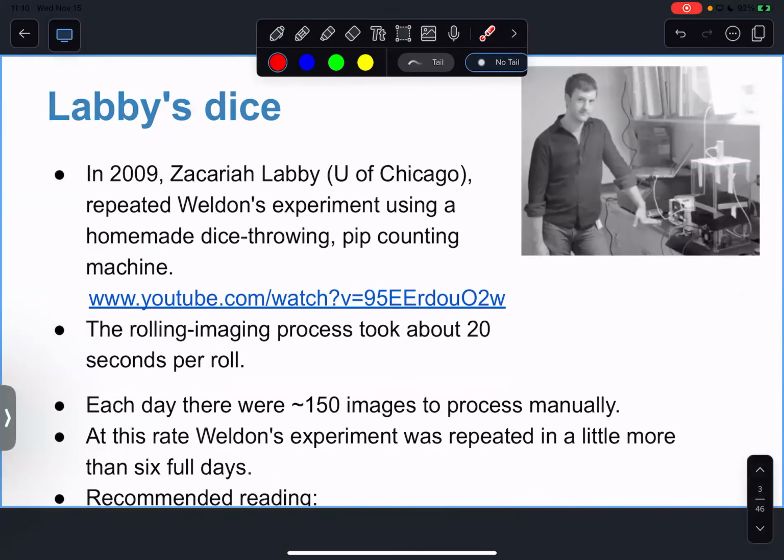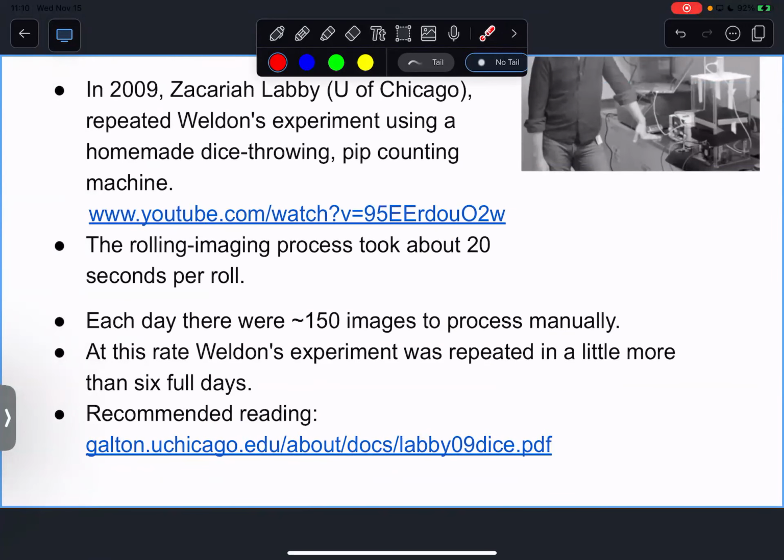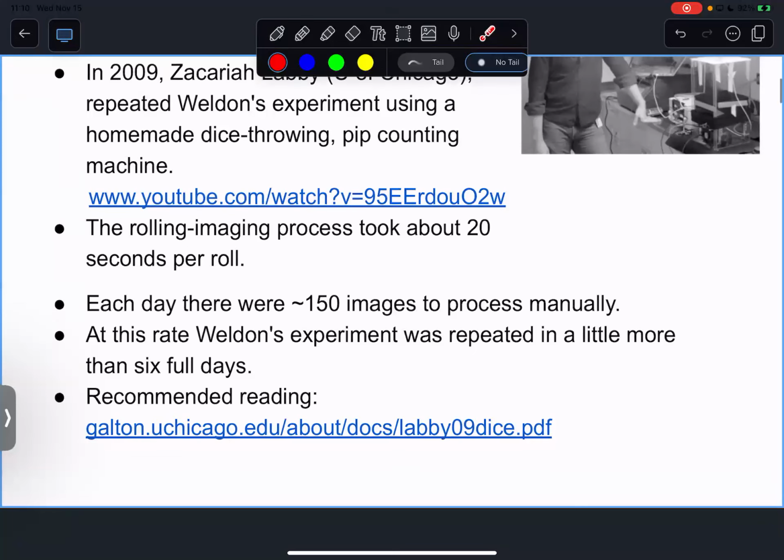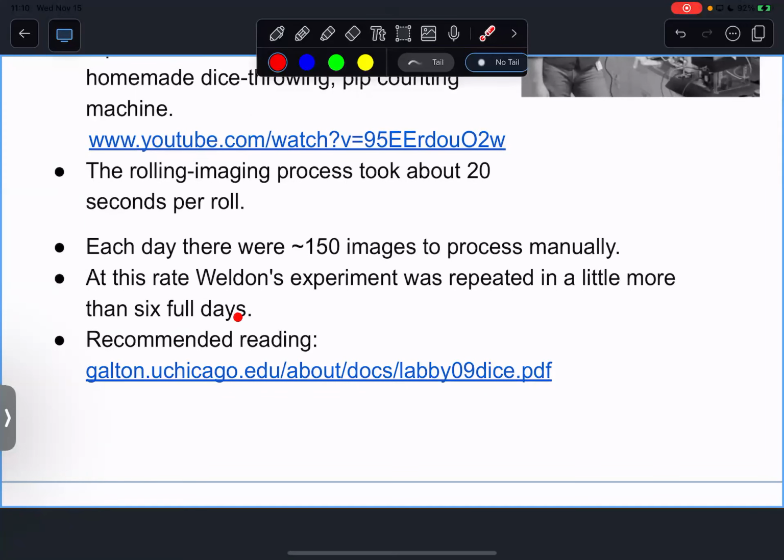As if that wasn't enough madness, in 2009, Zachariah Labbe at U of Chicago repeated this experiment with machinery this time. He made a homemade dice-throwing pip-counting machine. Probably huge funding available for that, not. But it would roll the dice and count, and then roll the dice again and count. He was able to repeat the entire experiment in about 6 full days with this machine.